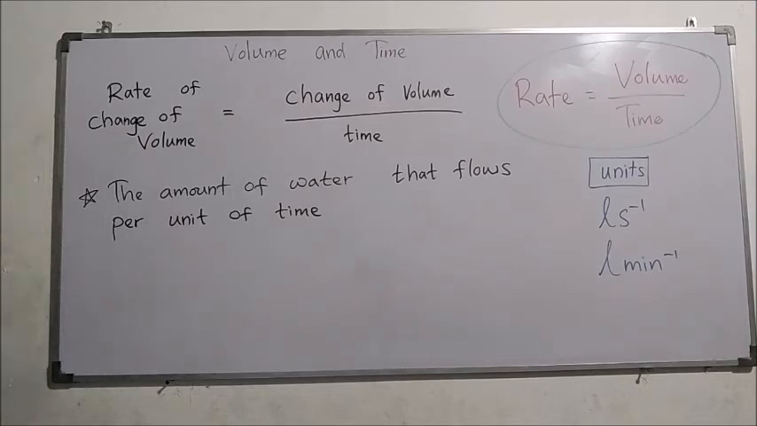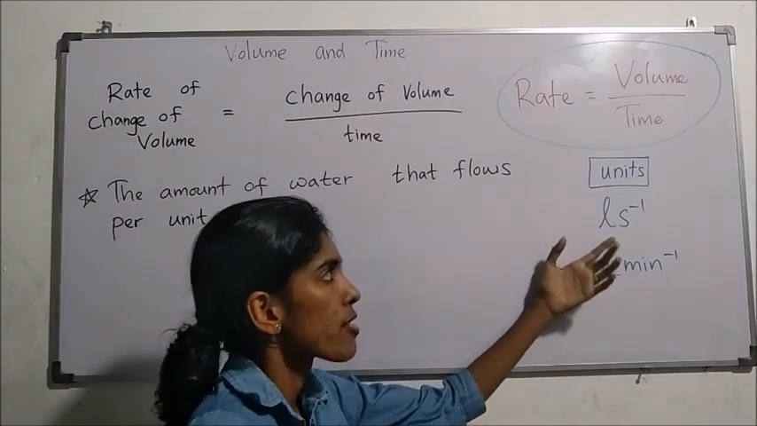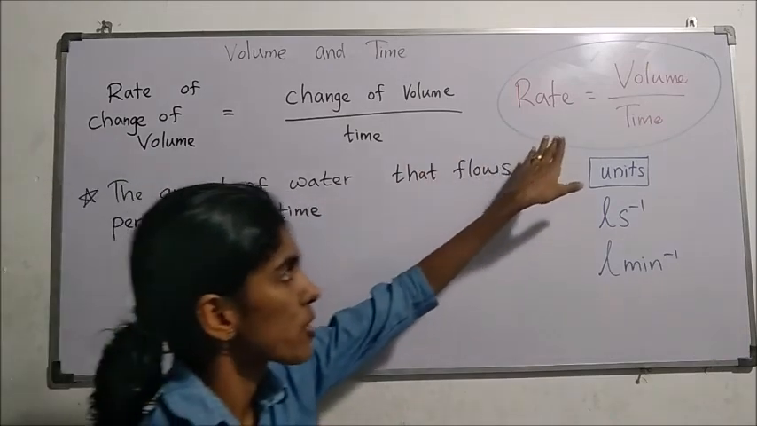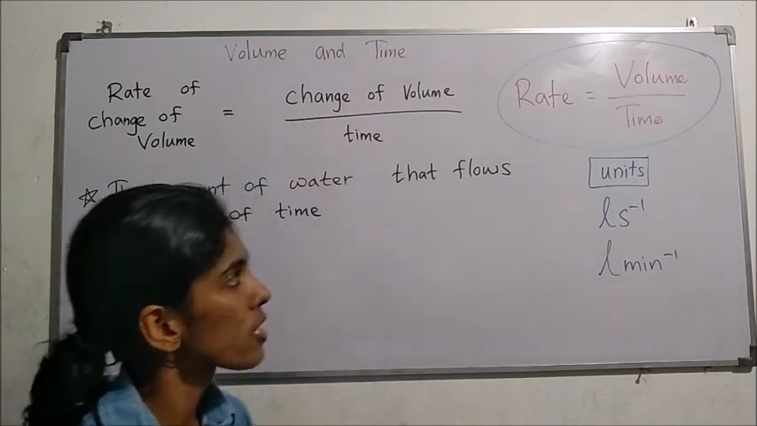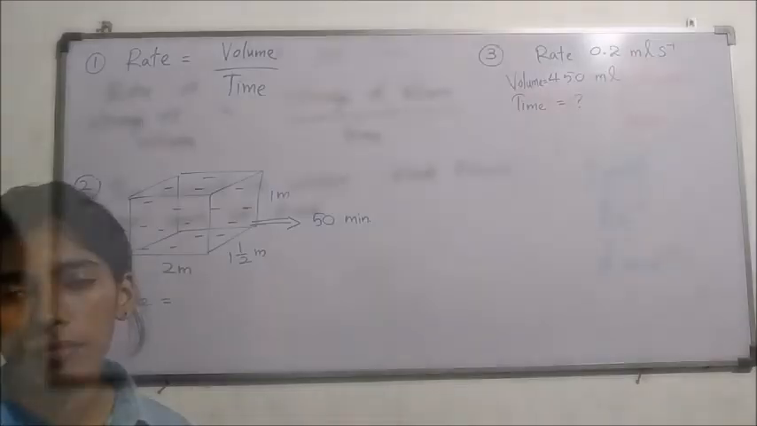Understood? So here there are 2 units that we can use. What are those? Liters per second and liters per minute. Here there is no standard unit, but to measure the volume you can use liters, and to measure the time you can use seconds or minutes. It's not a problem. So simply I have taken a short form of the formula: rate equals volume divided by time, the volume of the liquid and the time spent to flow or to come out.